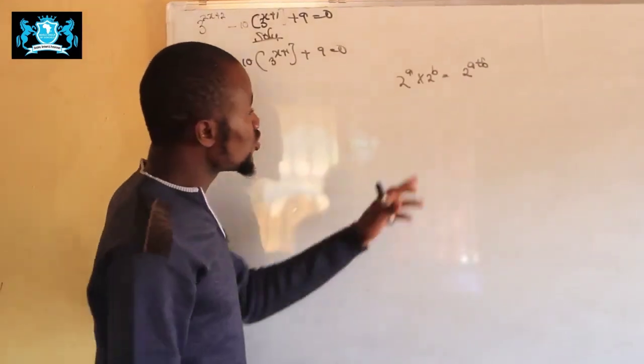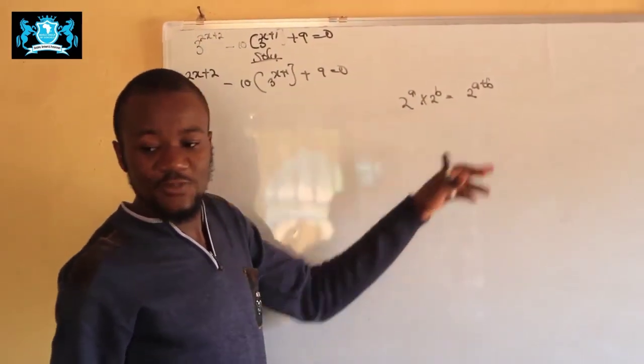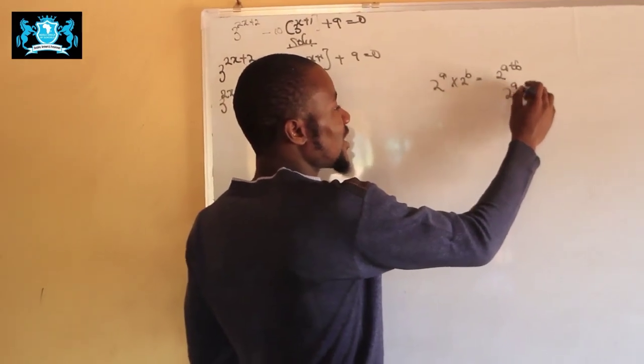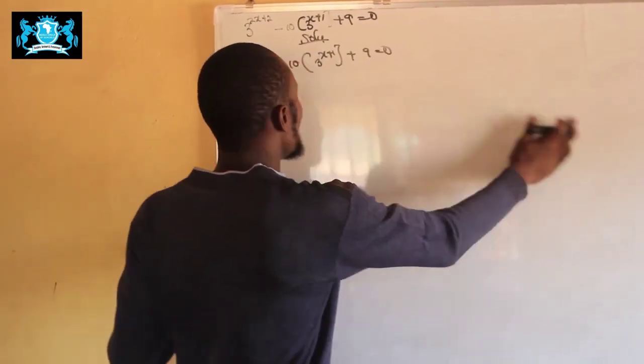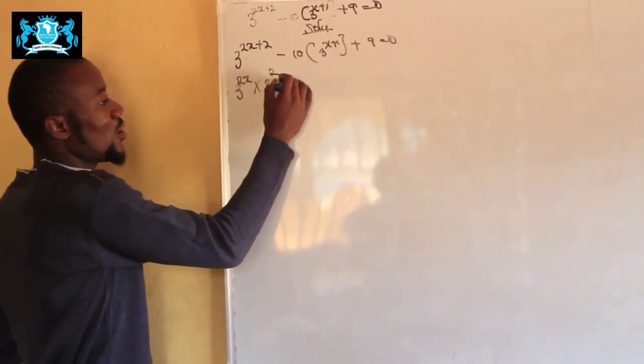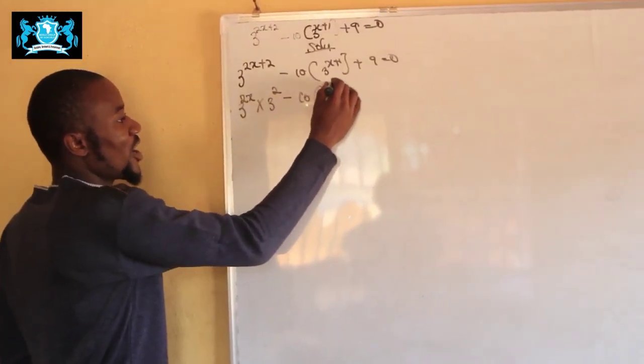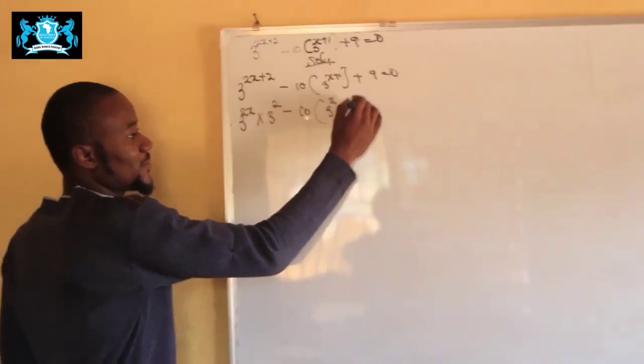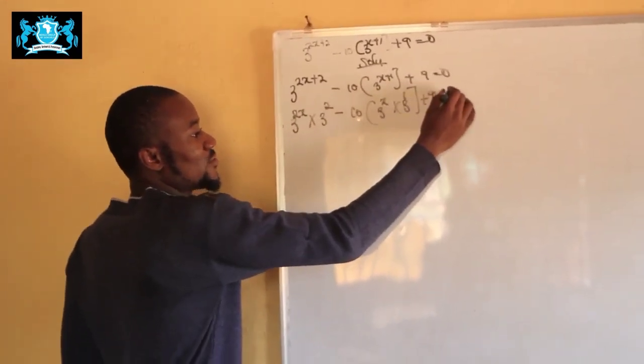Now it will be equal to 2 raised to the power a plus b, and if you still want to expand it, you have 2^a times 2^b. So if you want to expand it, it will be 3 raised to the power 2x times 3 raised to the power 2, minus 10 times 3 raised to the power x, the same thing here, times 3 raised to the power 1, plus 9 is equal to 0.